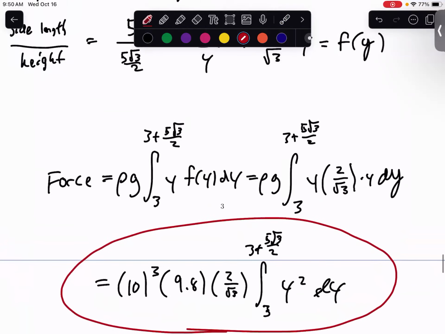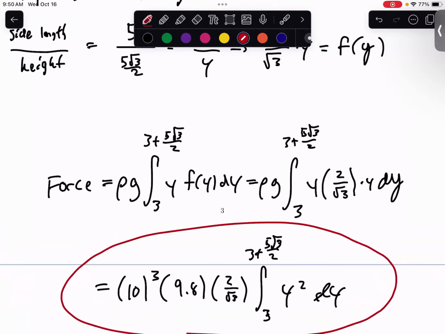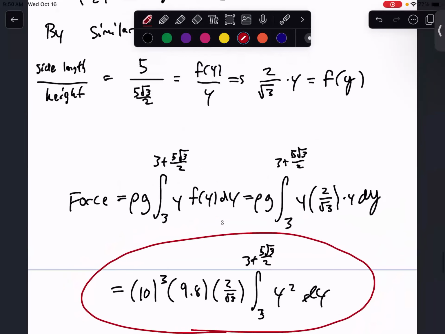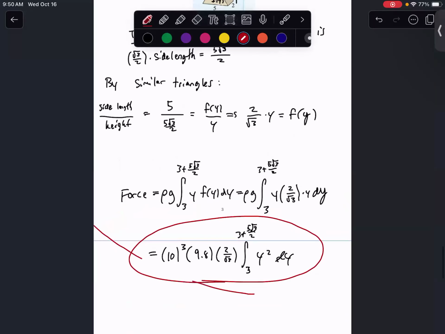Okay, so I don't have time to do the slanted rectangle, but I'll post the solutions to this in a couple of hours and you can see how it's done. It's kind of similar to the dam problem, the Yangtze Dam problem we did on Monday. Okay, any questions?